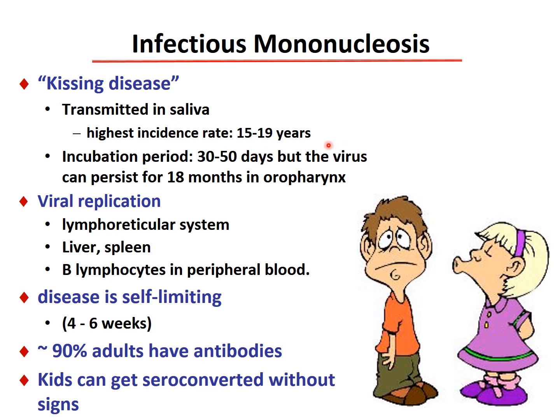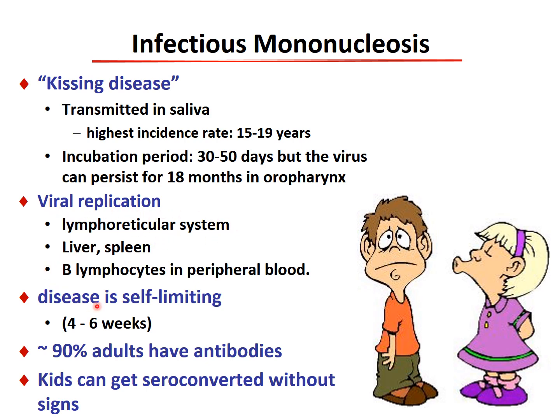However, this virus can persist in the oropharynx for 1.5 years. So for a relatively very long time you can carry it, and you can infect some other young person as well. Now, the virus is going to be replicated inside the B lymphocytes in the peripheral blood, or in the liver or spleen, and of course the lymphoreticular system.